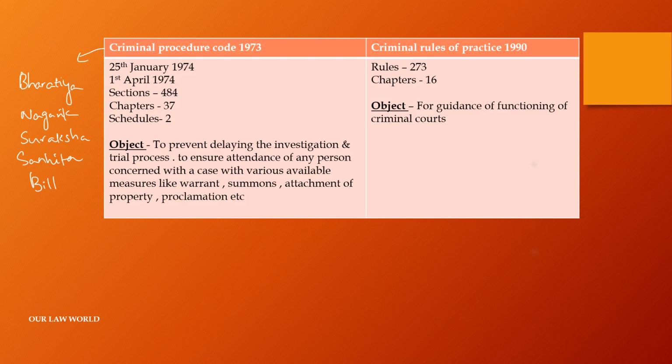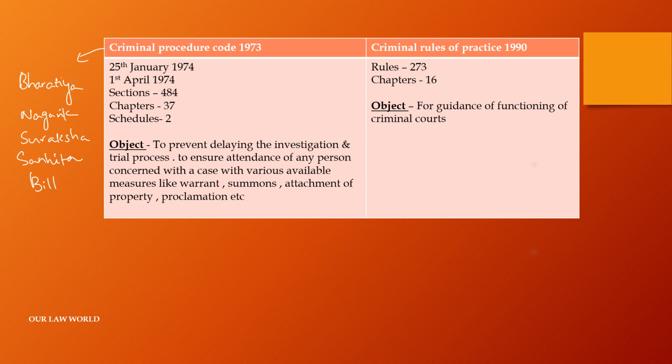The next act is the Criminal Procedure Code 1973. It was adopted on 25th January 1974 and commenced on 1st April 1974. It consists of 484 sections, 37 chapters and two schedules. Basically, the Criminal Procedure Code is to prevent delay in investigation, to proceed with the punishments, and to issue warrants and summons for the offences caused.